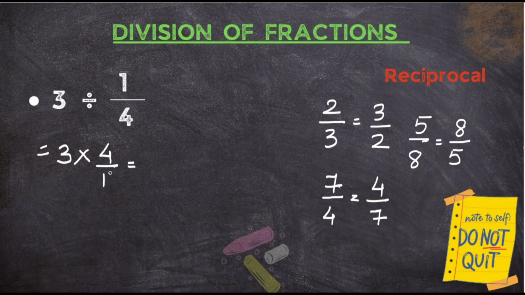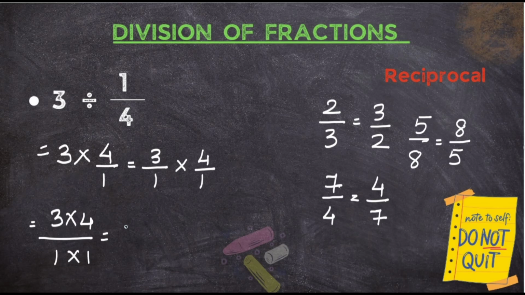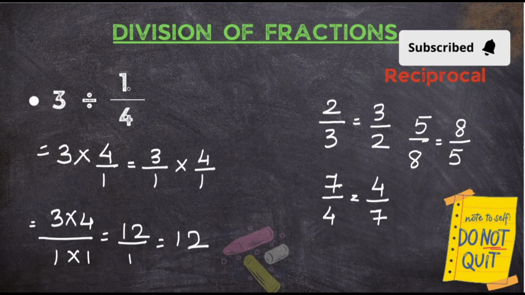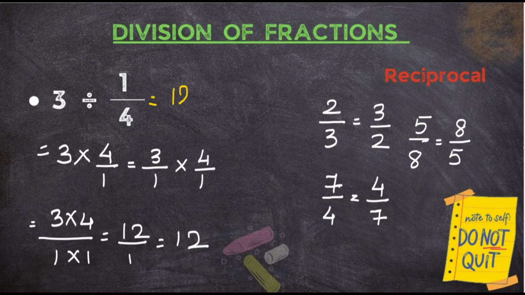Now you simply have to multiply the two given fractions or numbers. So it will be 3 into 4 upon 1. As you already know, in multiplication you simply have to multiply both numerators and denominators. So since it is 3 into 4 upon 1, that means 3 is alone, that means it is in the numerator, and 1 and 3 into 4. So 3 into 4 whole upon 1 into 1. 3 into 4 gives you 12 upon 1, which is nothing but 12. So the answer for 3 divided by 1 upon 4 will be 12.